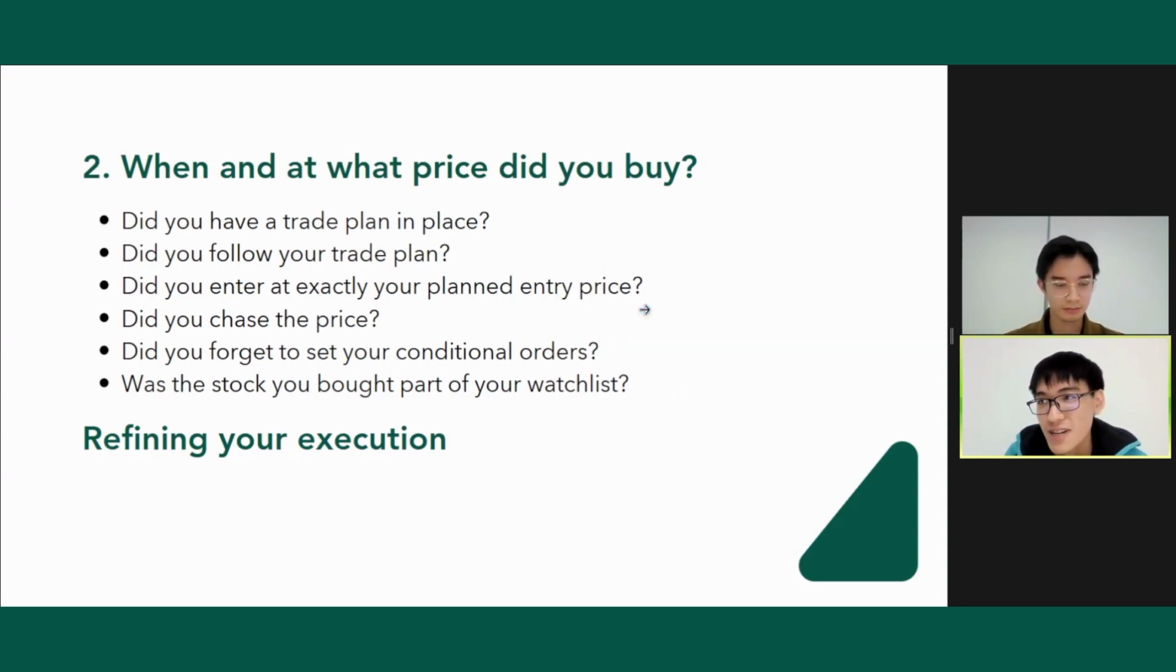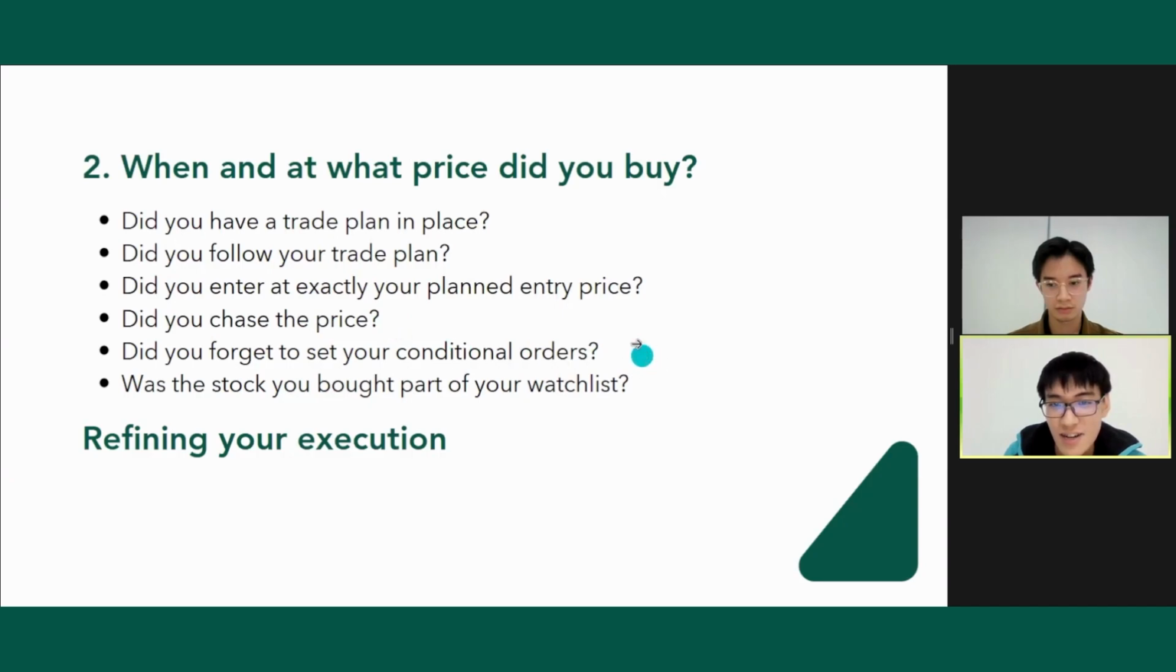So example, you plan to buy the stock at 1 peso, pero umakyat na ng 1.10, hinabol mo pa rin, diba? So that means you didn't follow your trade plan, diba? So that's something that you did wrong. So you have to think about it if you really followed your trade plan or not.